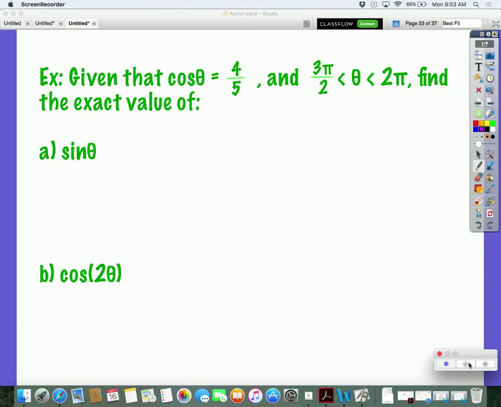This is given that cosine of theta equals 4/5 and theta is in between 3 pi over 2 and 2 pi, find the exact values of sine theta and cosine 2 theta. Okay, shorter one this time. Let's use our Pythagorean identity to figure out sine though. What's our Pythagorean identity?